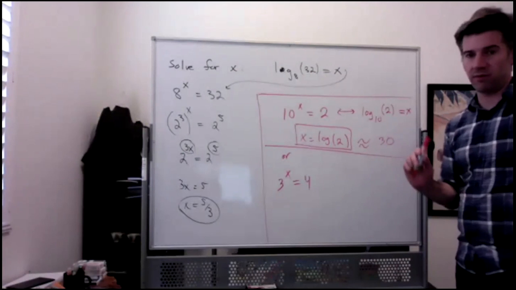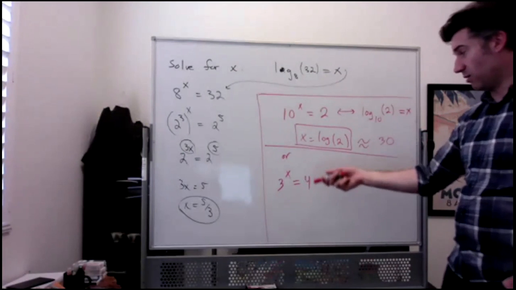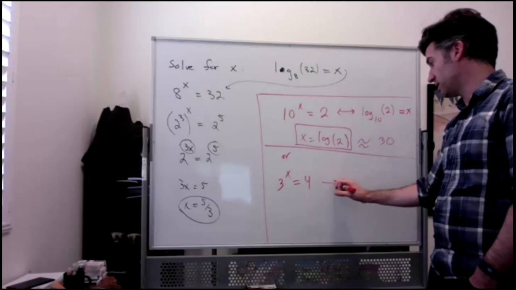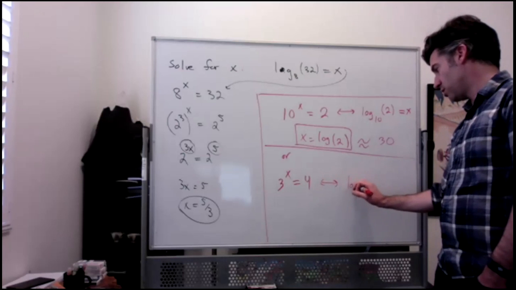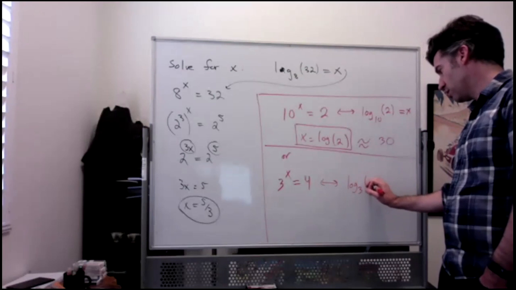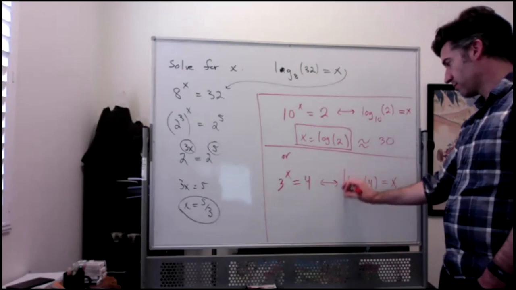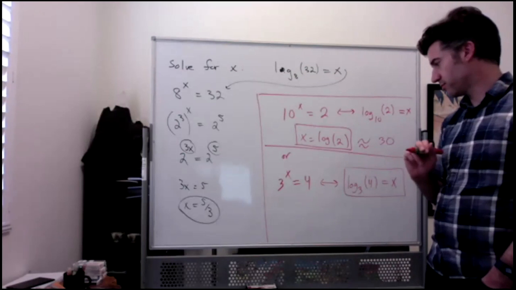Again, this is the answer we're looking for. We can do the same thing here. 3 and 4 don't share a base. So I could re-express this as log base 3 of 4 is equal to x. And that would be my solution.